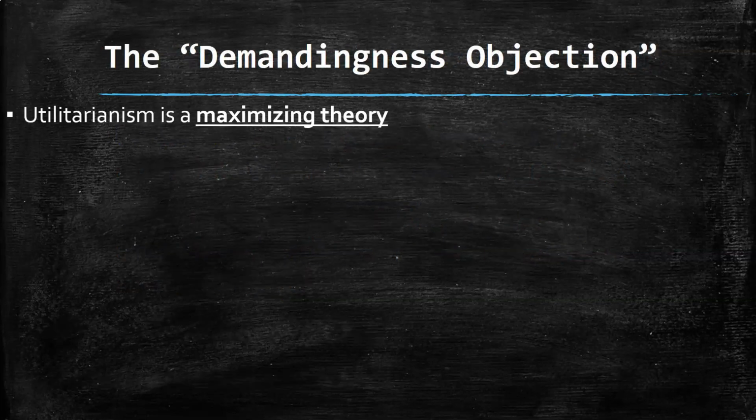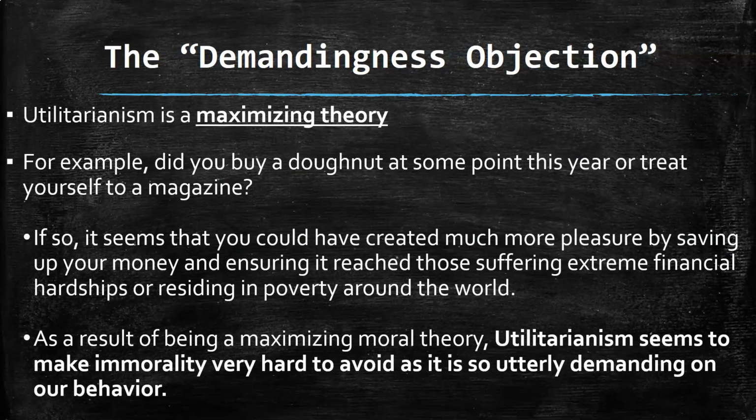Next is the objection that utilitarianism is too demanding. What this is saying is you're supposed to be looking for the greatest good for the greatest number, the greatest amount of happiness at all times. So for everything you think about, you must determine what is the best option. Say I want a donut. I really want a donut. I can go buy a donut. However, that's going to make me happy.